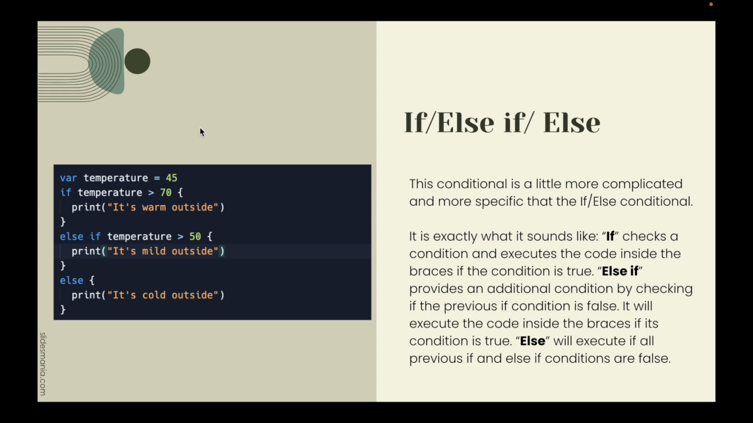So basically it just goes down the list. So we see the temperature is 45, it is not greater than 70, so it ignores this. And then goes to else if. Else if the temperature here, which is 45, is greater than 50, it will print out this, but we see that it's not. So it will also ignore this print statement and go to the final else, which we see will print out it's cold outside because it does not meet any of the previous statements.